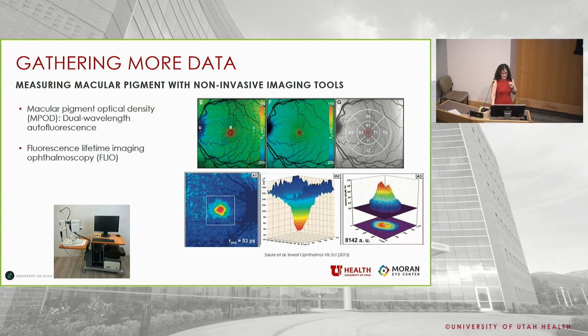And one of the previous residents in the program, Lydia, has previously looked at these shorter lifetimes at the fovea and correlated them to the MPOD measurements of macular pigment and shown that there's a really good spatial correlation between those shorter lifetimes and the peak of macular pigment. And so we've concluded that these shorter lifetimes probably correspond to macular pigment. And then in albinism, what we're hoping to do is measure macular pigment in both of these ways and then correlate it with foveal anatomy using high-resolution OCT.